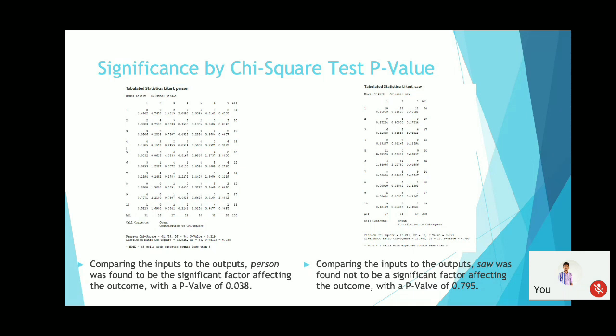So the p value here in the first left side Likert scale for the person comes to about 0.038, which is within accepted value. There is also a parameter for how you define what is accepted value. It is nothing but if it is below 0.05, then it is accepted in a null hypothesis. In the same way, if you look at the Likert and the SAR, you get 0.795, which is not a significant factor as well. So that's how you get the result.